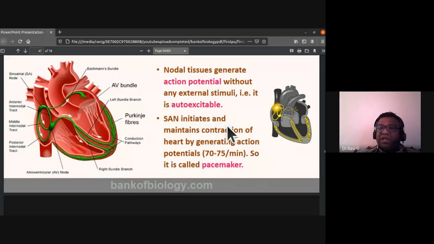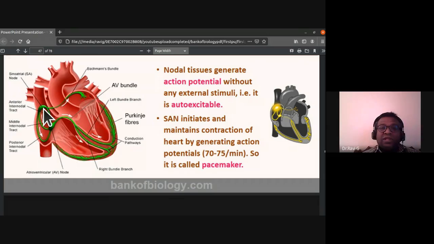The sinoatrial node initiates and maintains the contraction of the heart. They not only start but also maintain the contraction by generating action potentials at 70 to 75 heartbeats per minute. So it is called the pacemaker of the heart. It is auto-excitable.